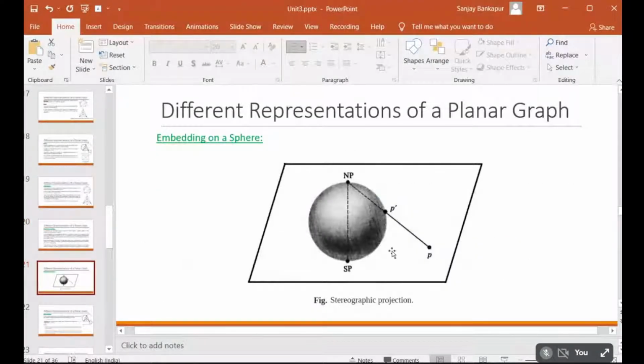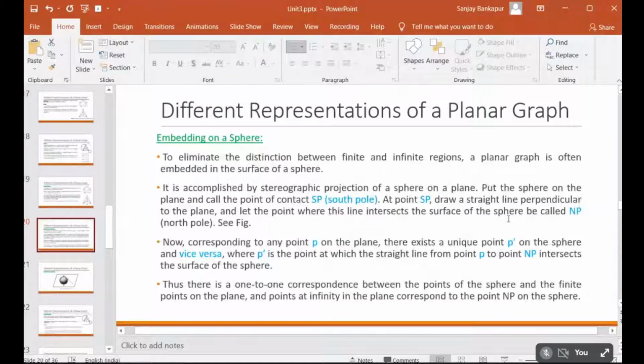Now this has been kept on a plane and the point of contact is called SP, South Pole, and the other point, perpendicular to that, is called North Pole, NP. At the point SP, draw a straight line perpendicular to the plane and let the point where the line intersects the surface of the sphere be called NP, as shown in the figure.